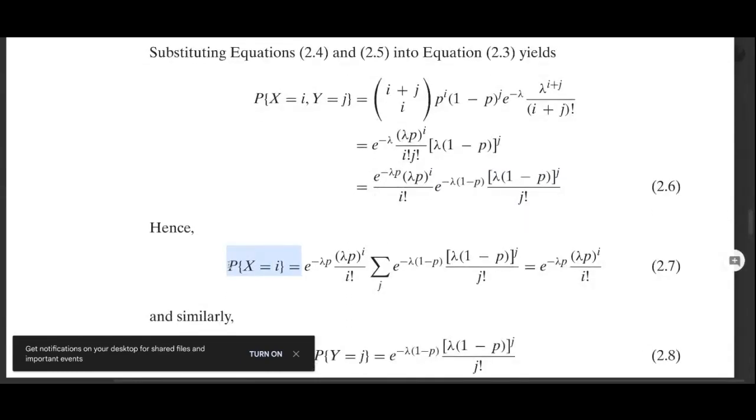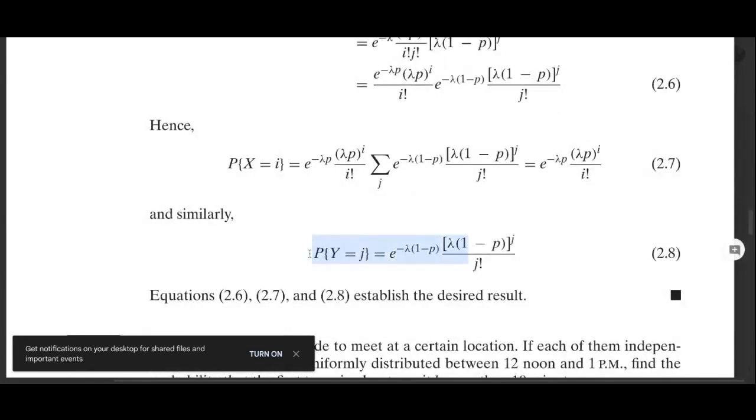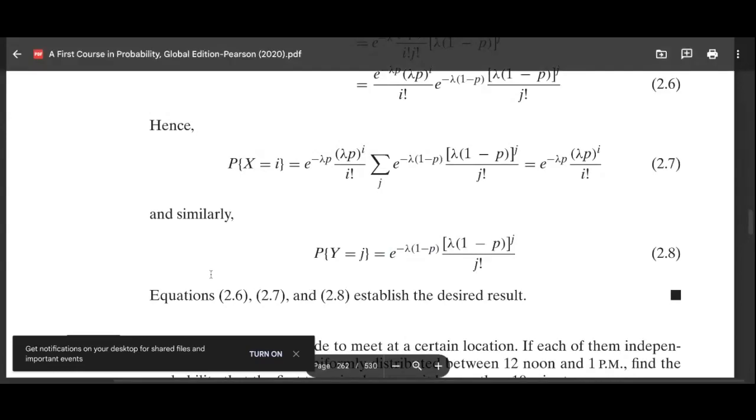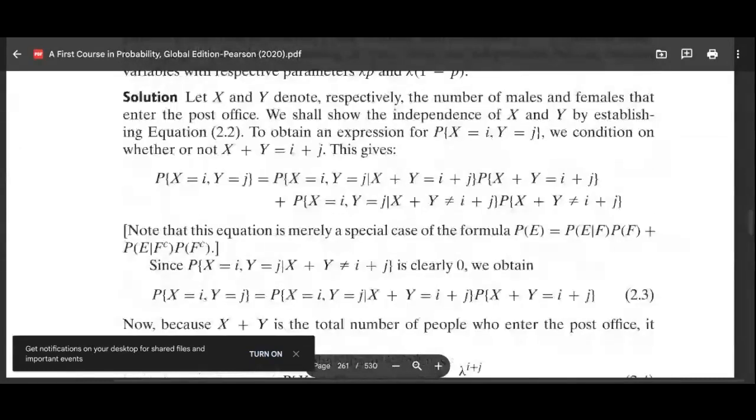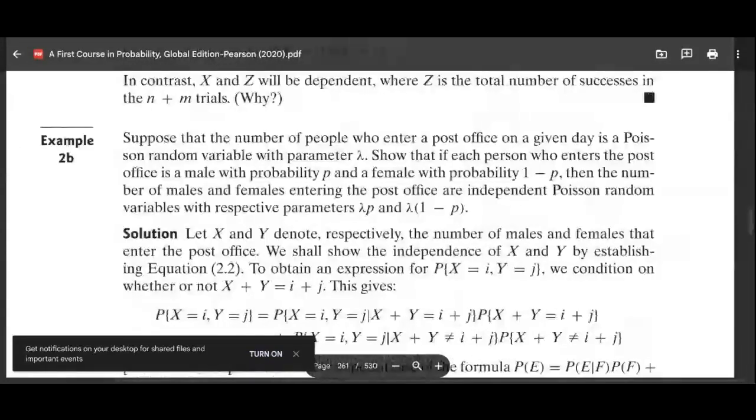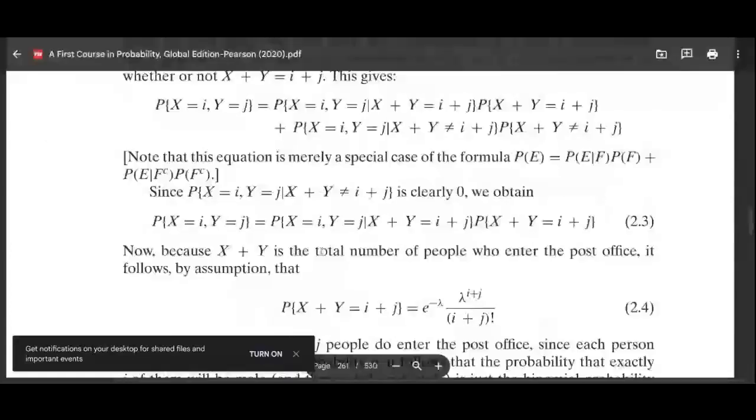So bingo. We have p of i is this part, and p of j is this part. Okay? So that's a proof. Very nice proof, isn't it? Anyone has any questions? This looks like a homework question. In the end, this is mathematics.